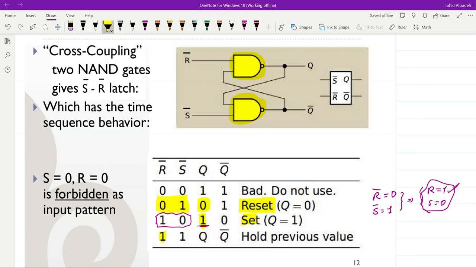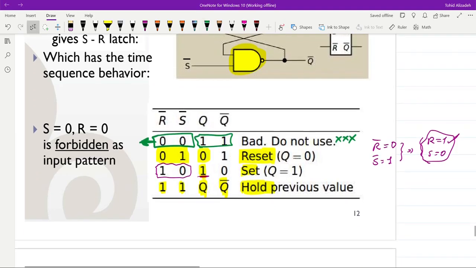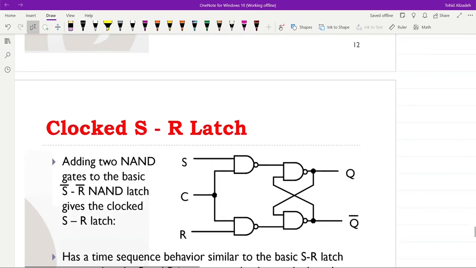If both of the inputs, not R and not S, are equal to 1, we will have the hold previous value case. Q will be equal to Q, not Q will be equal to not Q. And finally, the case when both not S and not R are equal to 0 will be a case in which both of the outputs will be equal to 1, and it's a case that we will try to avoid. So this indeed is trying to set the latch and reset the latch at the same time, and obviously we cannot do that. You cannot set the latch and reset the latch at the same time. So it's the case that we will avoid.